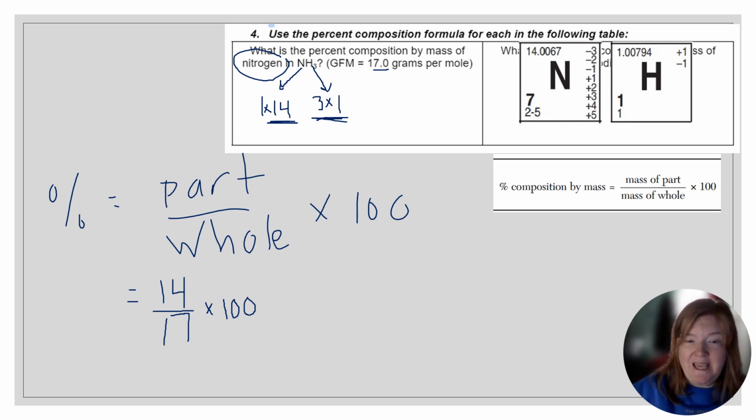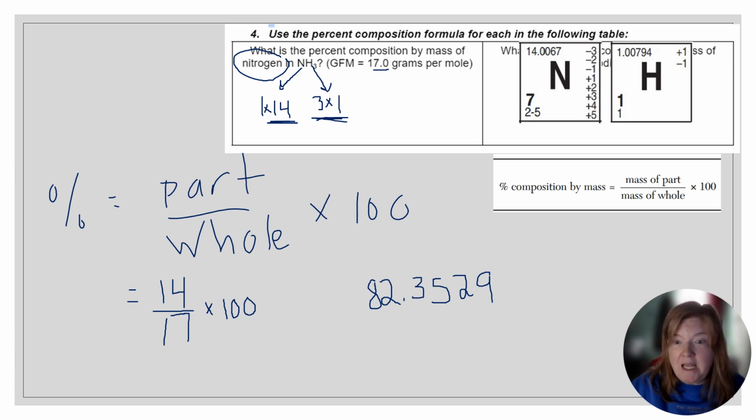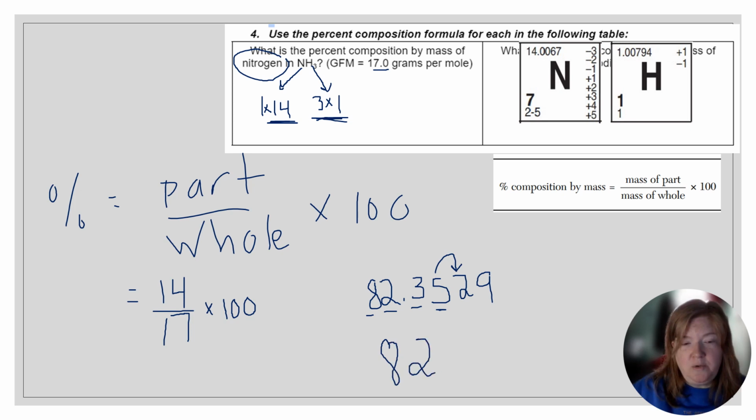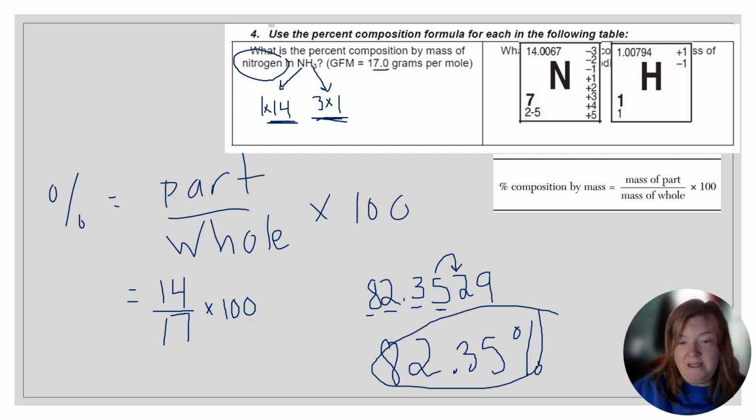All right, what I'm going to get when I put that in the calculator is 82.3529. Okay, I'm going to stop there. And again, I want to round to 2 digits after the decimal. So keep, and here's where I'm deciding. I look to the next digit. That does not tell me to round up. So my answer will be 82.35%. Okay, now I'm going to circle my answer.